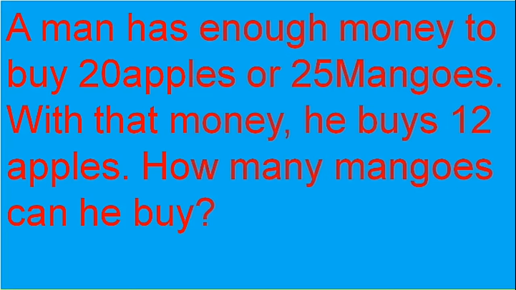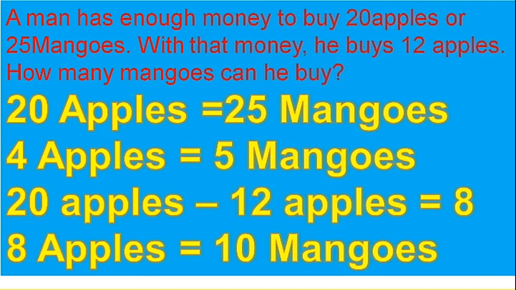A man has enough money to buy 20 apples or 25 mangoes. With that money he buys 12 apples. How many mangoes can he buy? So how to do this? Let us make it into the lowest fraction. 20 apples equal to 25 mangoes. So what is the lowest fraction? Both sides we can divide by 5. So once we divide by 5, we will get 4 apples equal to 5 mangoes.